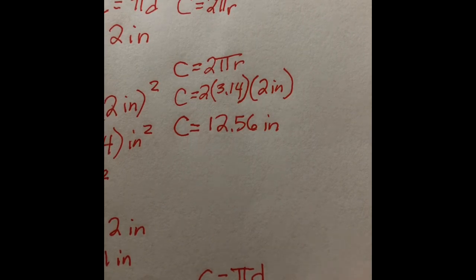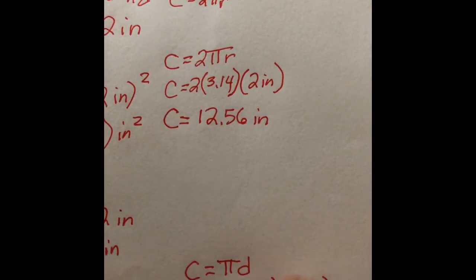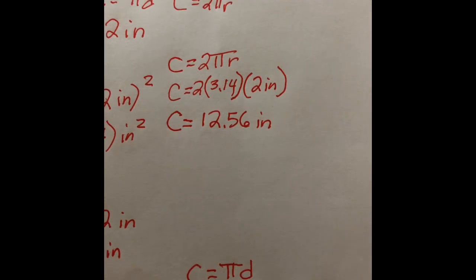It's not square inches because circumference is the distance around. It's like if you took a piece of string and put it all the way around here and then stretched it out to measure it, you'd measure it with a ruler. Now, when you're doing area, you're going to be measuring all of what's inside here. That's why you would have square inches.